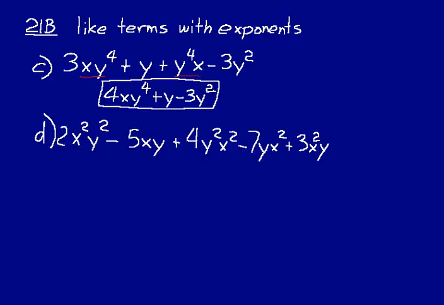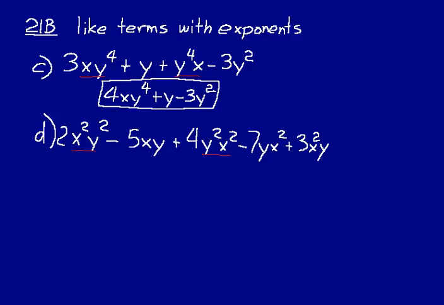Let's look at another one. Simplify this by adding like terms: 2x squared y squared minus 5xy plus 4y squared x squared minus 7yx squared plus 3x squared y. Let's go through here and look for like terms. We have 2x squared y squared as the first term. Do you see any other x squared y squareds in there? Well, the third term is y squared x squared, but that's the same thing. The order is just different, and the order doesn't matter in multiplication.